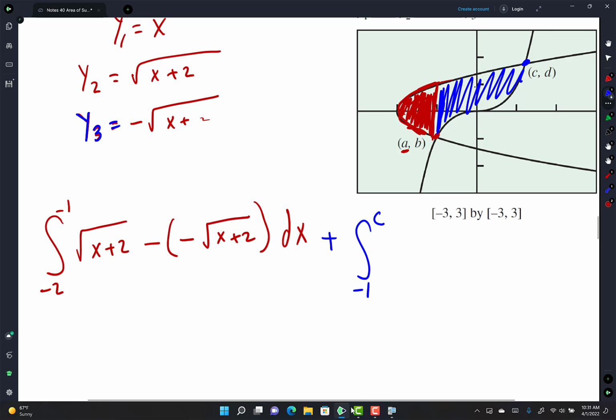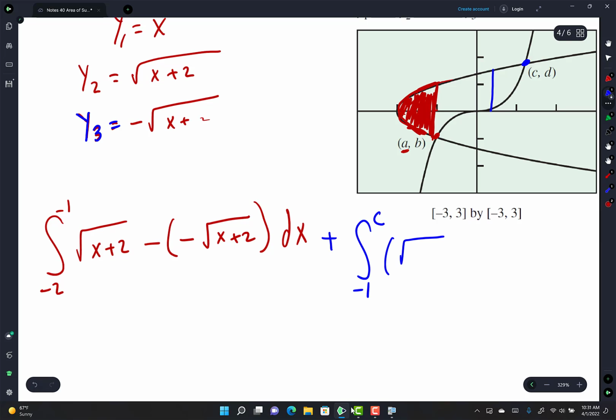Now what is on top now? Square root of x plus 2. And then what curve is in the bottom? X cubed. Do I have to take the antiderivative by hand? No, everything's done in the calculator, guys. So don't even bother doing anything by hand.